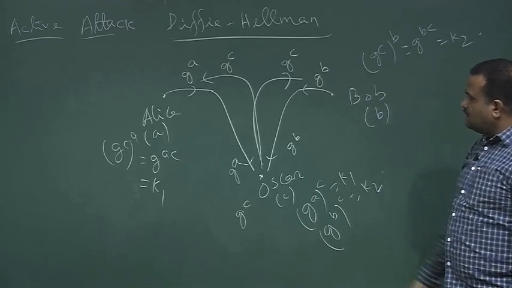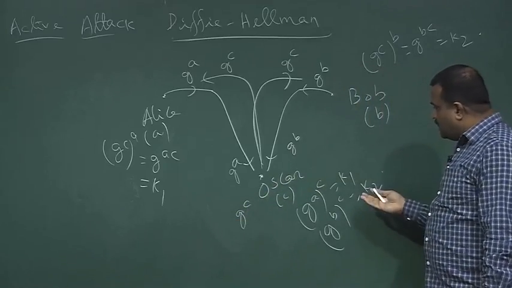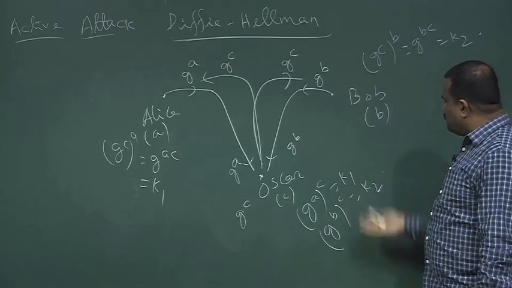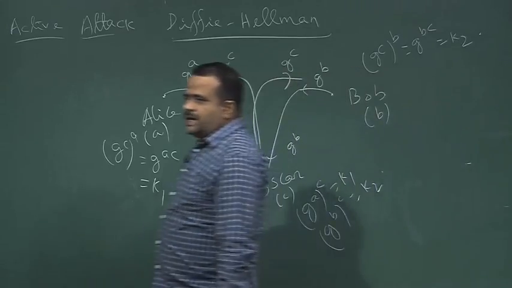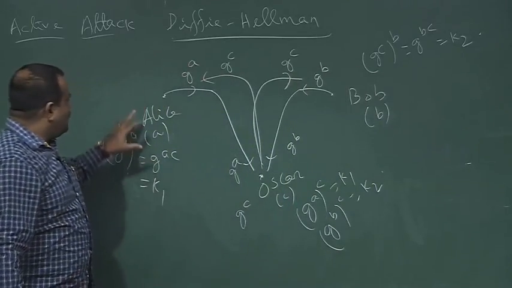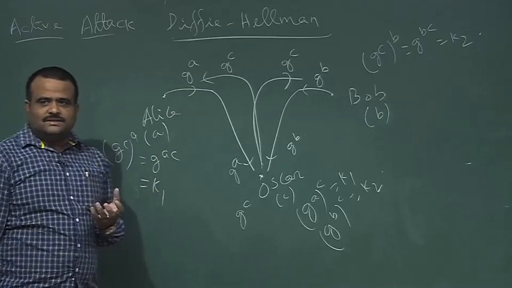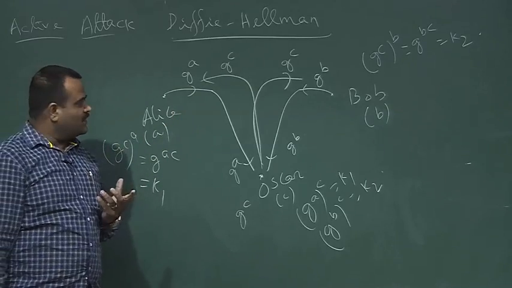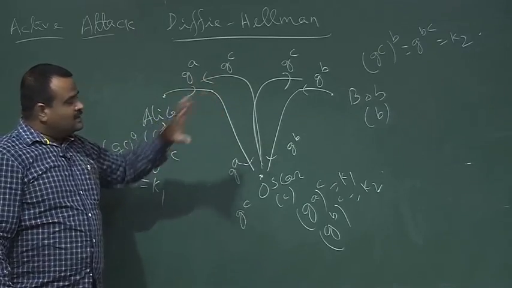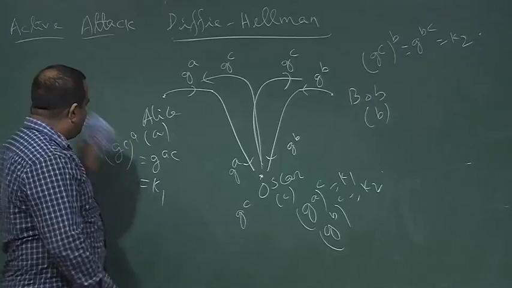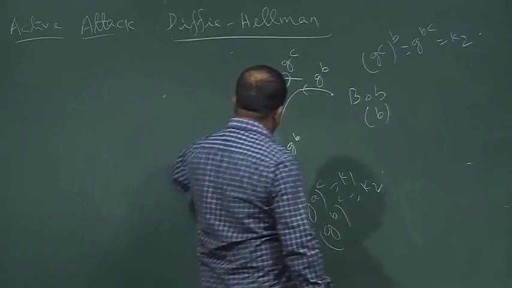So, now Alice has k1, Oscar has k2 with Bob, but Oscar has both keys k1 and k2. As if Alice will think, okay, I agreed this k1 with Bob. Bob will think, okay, I agreed this k2 with Alice, but they do not know that this is not the same key. So, now after this, what advantage can Oscar get?